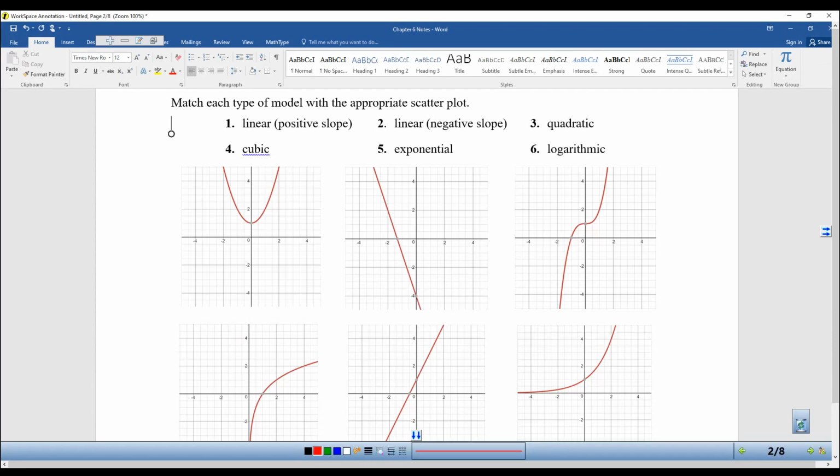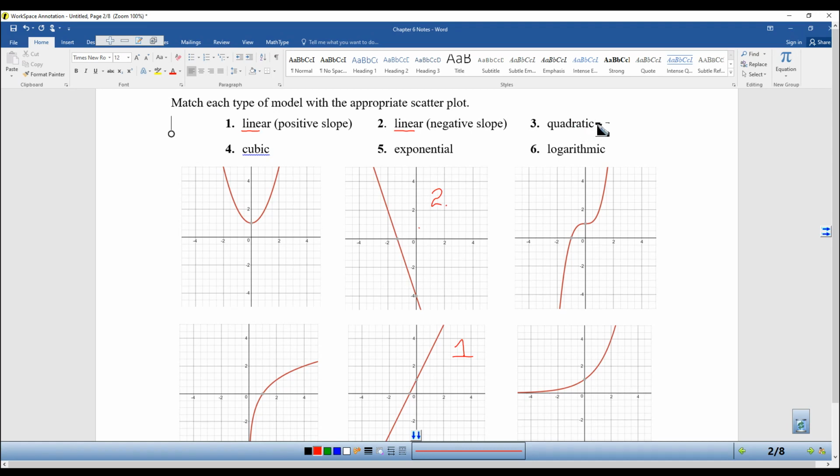So of course, I am going to do it for you. So linear has the word line in it. So of course, both of these are lines. Positive slope is going to be this one. So this is number 1. And then negative slope will be this one. So this is number 2.